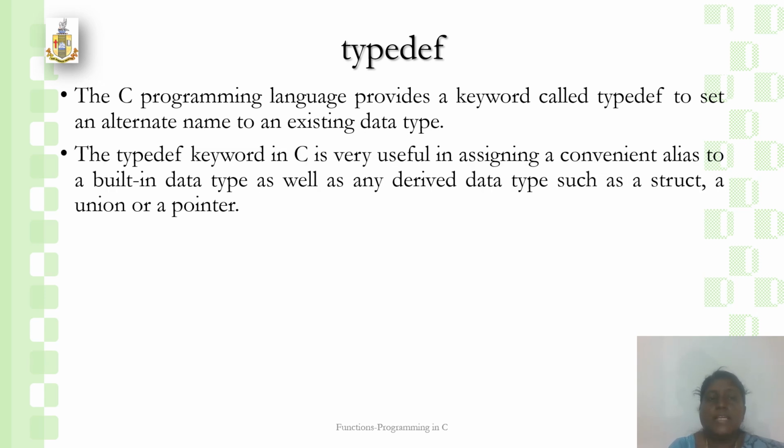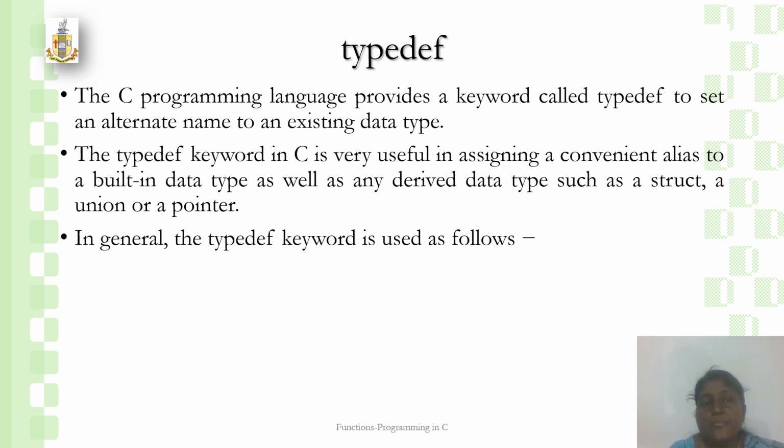Okay, so the typedef keyword in C is very useful in assigning a convenient alias to a built-in data type as well as any derived data type such as a struct, a union, or a pointer. In general, the keyword will be used this way: typedef, existing type, and new type. You will have to specify first what already existing type and then the new type.